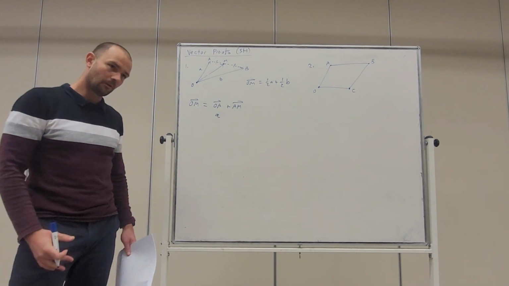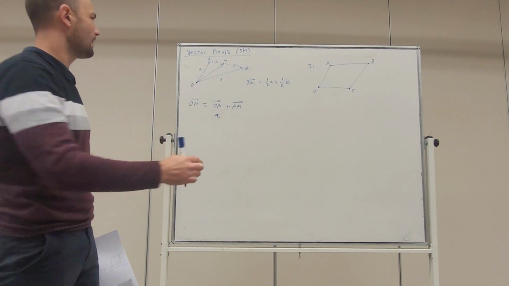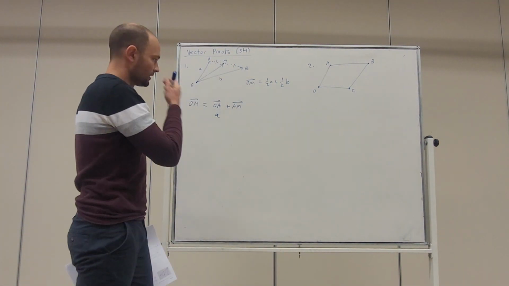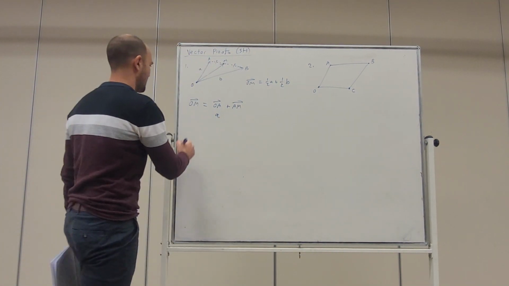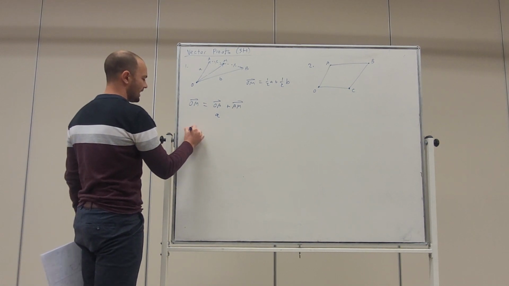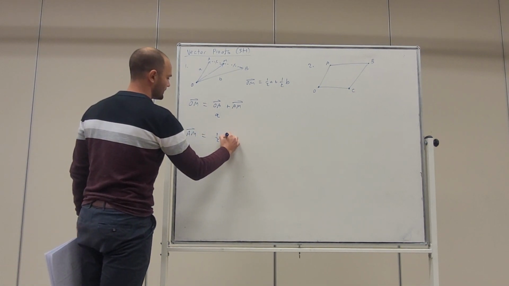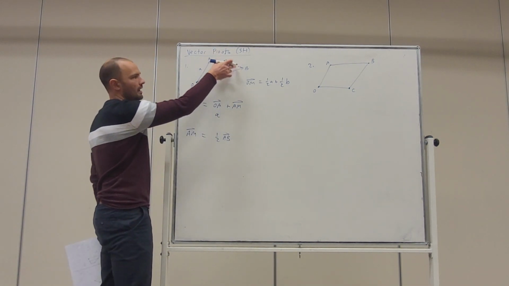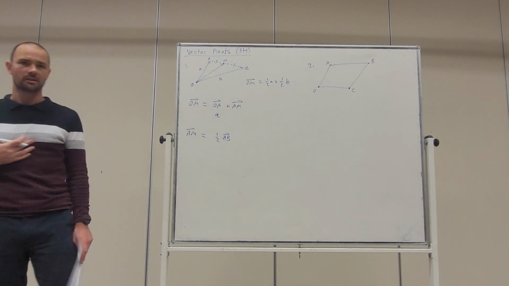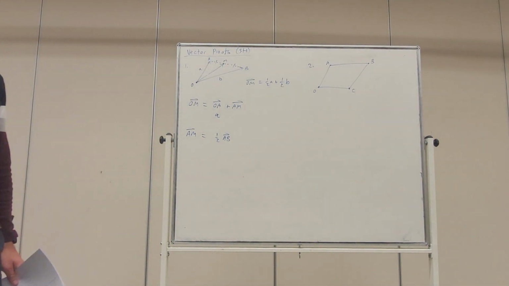So now we just need to find, well, how about the vector from A to M? So let's come up with a relationship for vector AM. Vector AM is half of vector AB. All right, it's halfway between, it's the midpoint of vector AB.